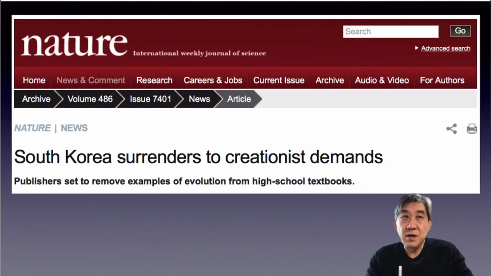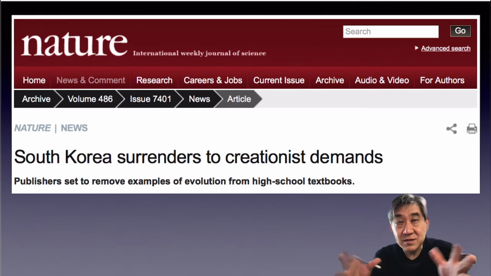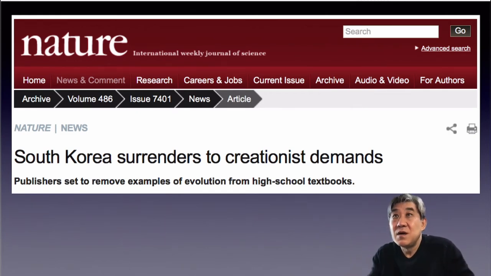So as a consequence, the Ministry of Education upheld that protest and then totally eliminated this description of Archaeopteryx and even related evolution, the sentences describing the whole theme of evolution altogether. And even those changes went unnoticed for quite some time, I think it's a couple of years.